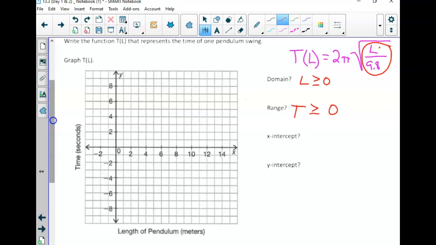Well, what's the x-intercept? If my domain and range are both starting at 0 and 0, it's going to be 0, 0, obviously, I hope. And the y-intercept is if I put 0 in for x, what is it going to output for y? Well, it's not a y, it's an L-intercept, really, or a t-intercept, I should say, but that's going to give me 0 as well.